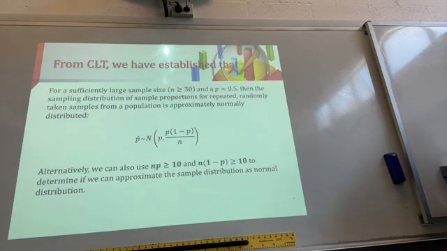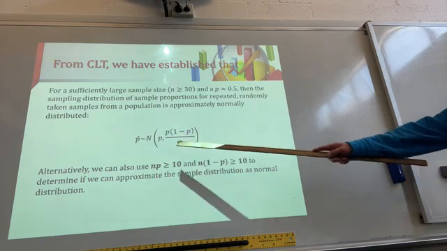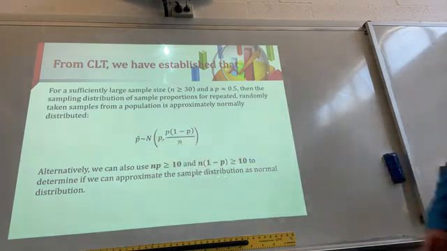All right. So we know from the central limit theorem that for a sufficiently large n, n greater than or equal to 30, and p approximately 0.5, the sampling distribution of the sample proportion for repeated random samples taken from a population is approximately normally distributed. So we can say that p hat is normally distributed with the expected value of p, and this is how you calculate the variance.